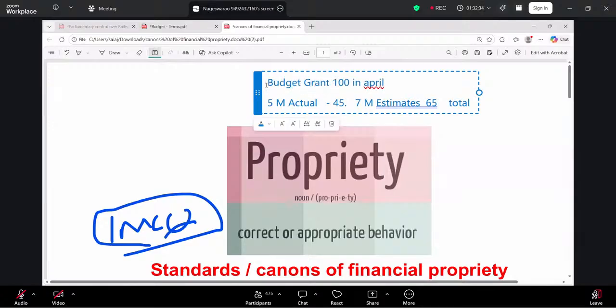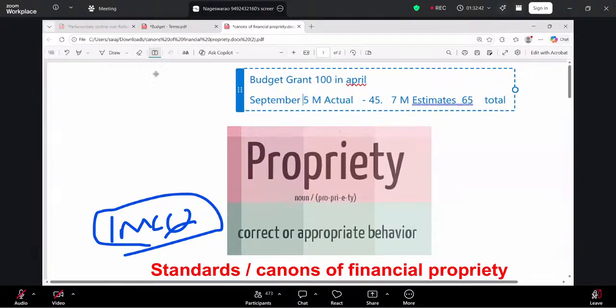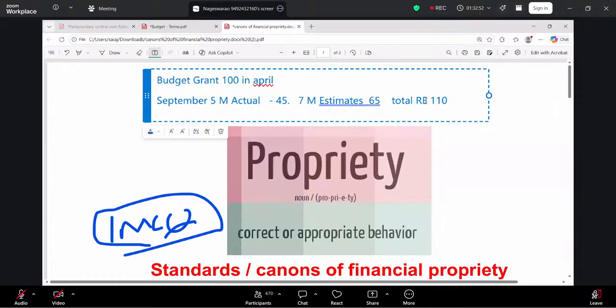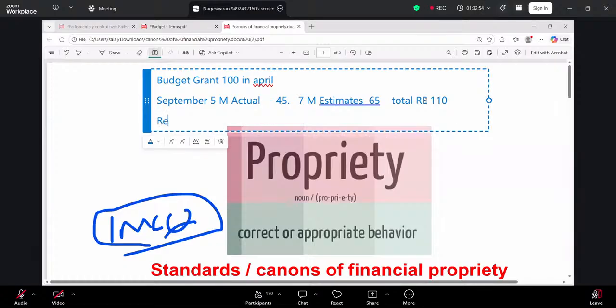Budget grant is 100 rupees, but in September this is the position. Now tell me what is the total amount? What is the total RE amount? Total RE, 110, sir. 110. Now how much did we ask as additional amount? 10 rupees. So the revised estimate is 110. What is the grant? 100 rupees. What is the excess you asked? 10 rupees.